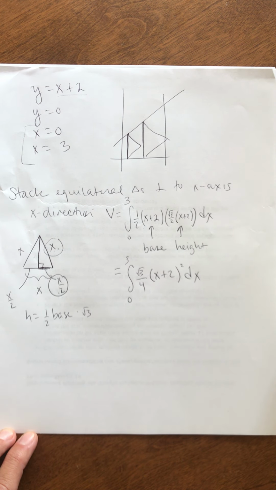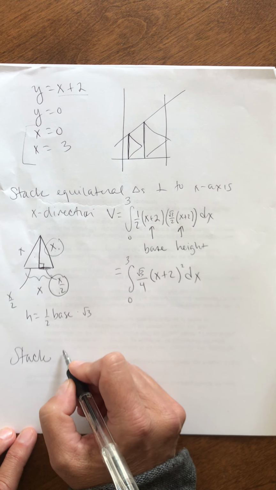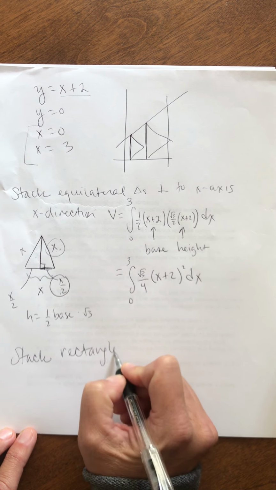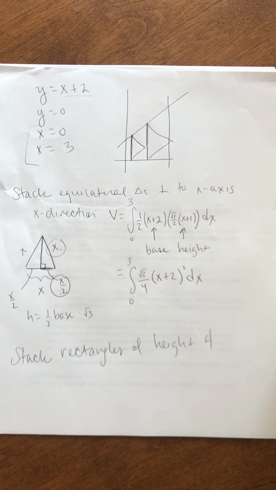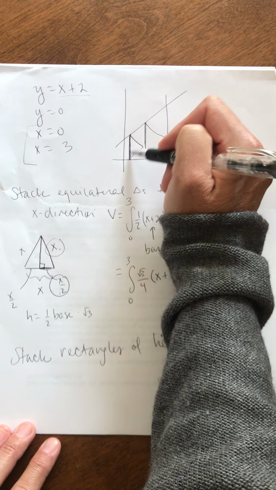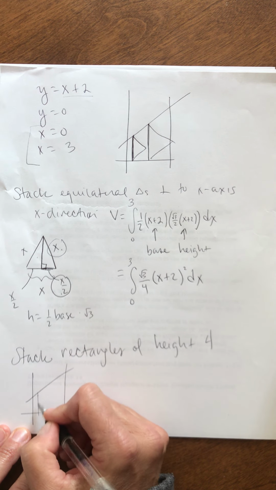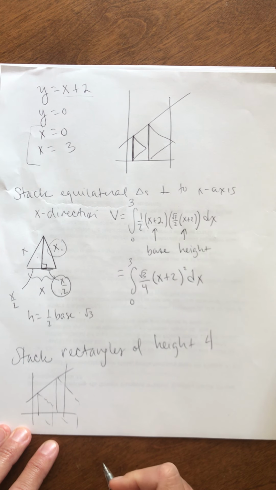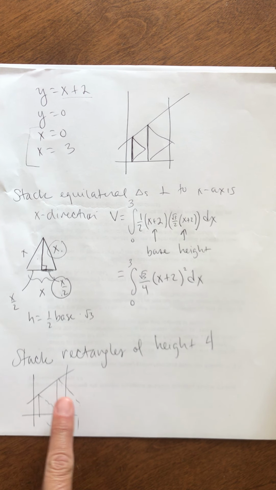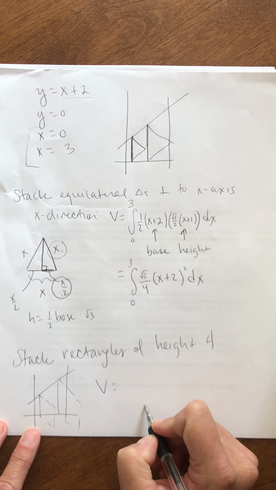And lastly, because I have this little tiny bit of room down here, let's say that we want to stack some rectangles of height 4. So the base is going to lie in this region, but no matter what, my rectangles are going to stick out a height of 4. So they're going to look like this. So my base is growing, but all my heights are the same. And again, you can see that my rectangles are getting stacked in the x direction. So all I need to find is the cross section of one of these.